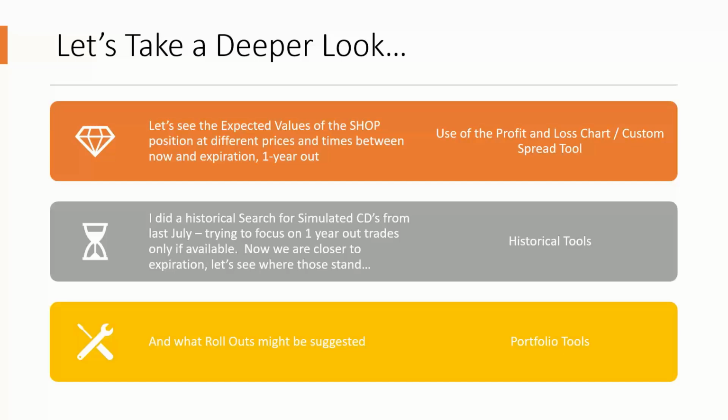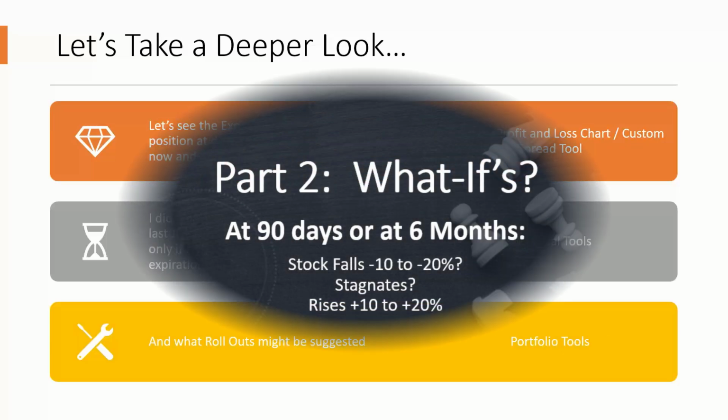And we're going to look at that in the portfolio tools, those 2 positions that match that historical criteria. And we're going to see what rollouts might be suggested in the portfolio tools for those trades. All that being said, what do we have to do? Hey, let's navigate over to PowerOptions. We're going to take a look at those concepts and ideas I just mentioned.